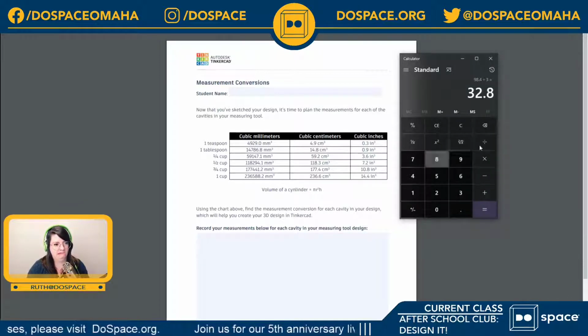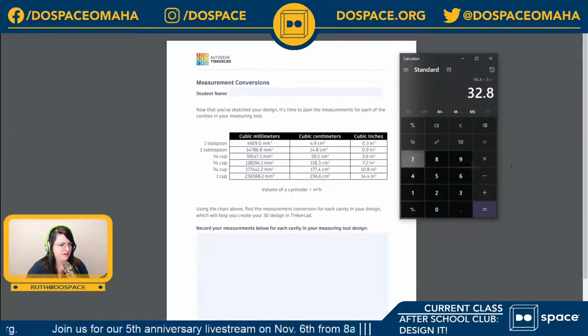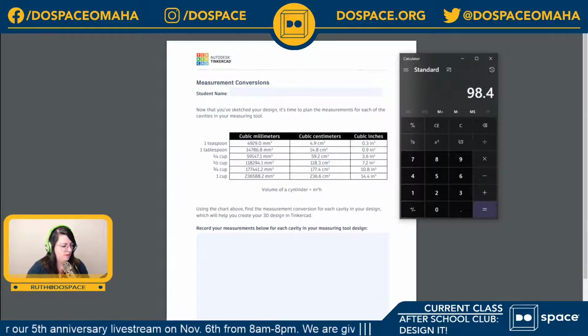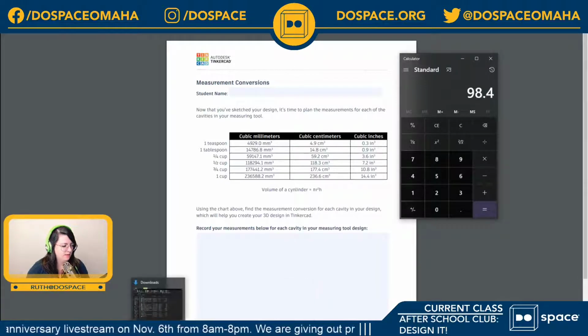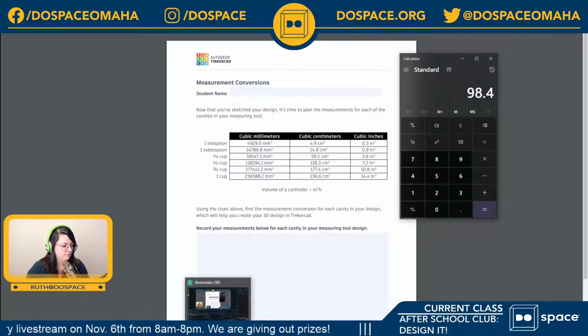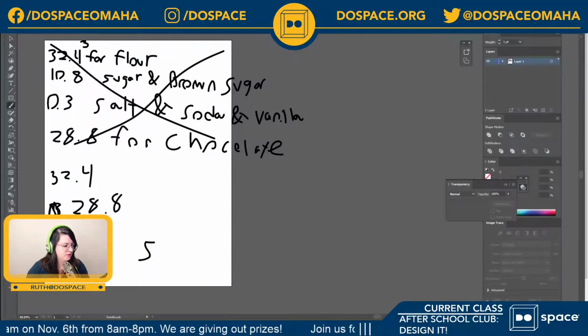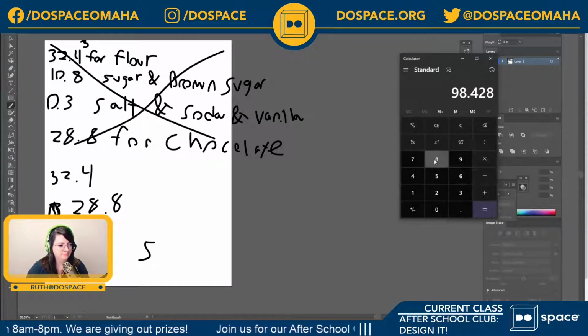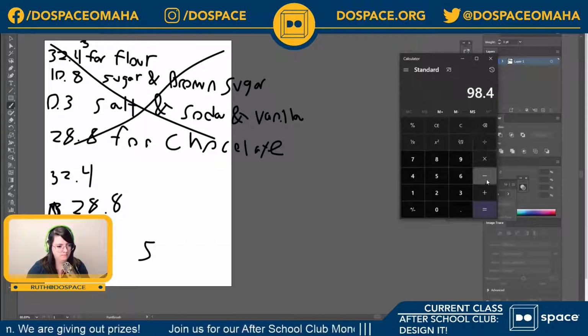I'm also thinking I don't want this to be 32 inches on each side. So I'm going to subtract. Let's do 98.4. I'm going to subtract out the cup over here, 20.8. Let's do cups. There we go. 23 inches on each side.